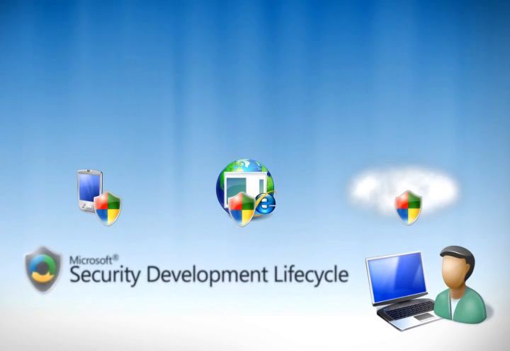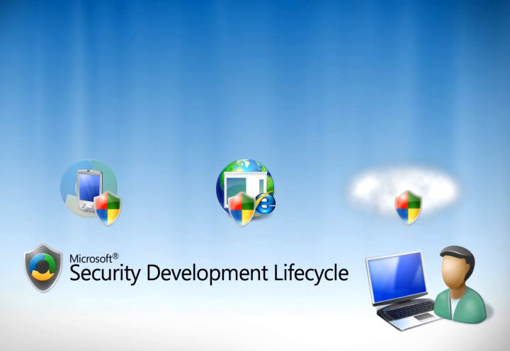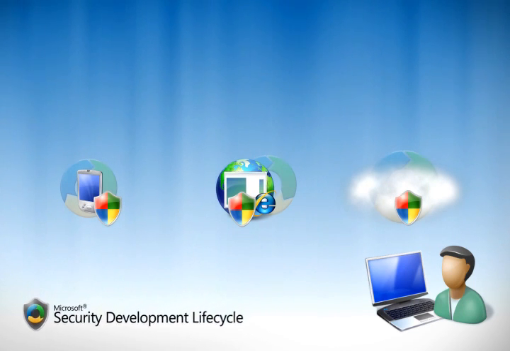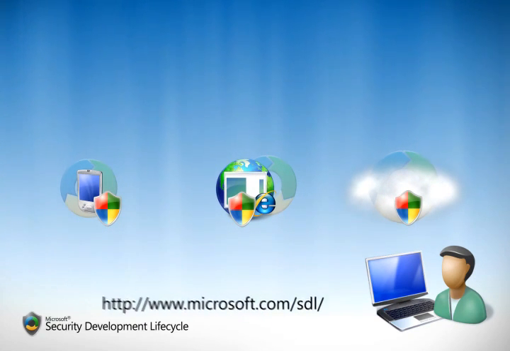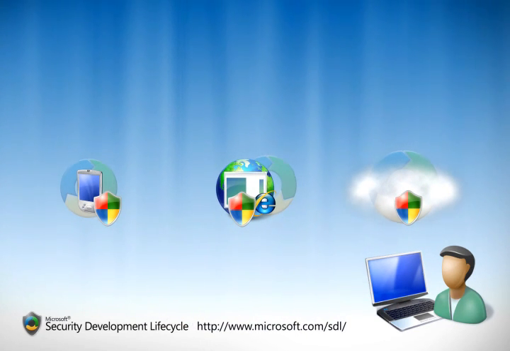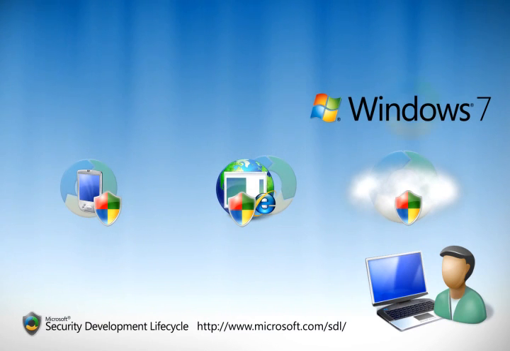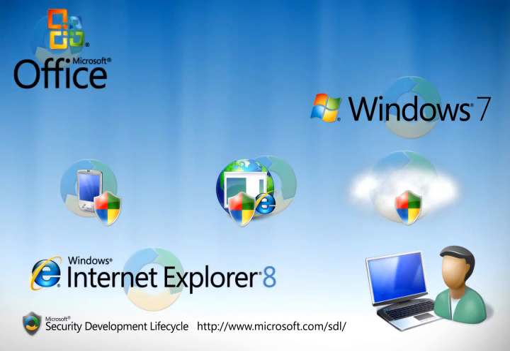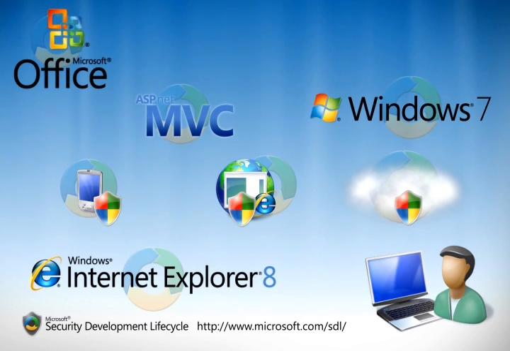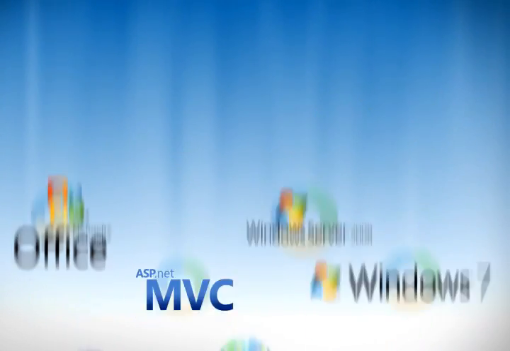One of the most important factors that leads to Microsoft creating secure software is the use of the Security Development Lifecycle, or SDL, in almost all projects. You can check the SDL website for a collection of recent case studies. These studies highlight how the SDL has been used in the development of Windows 7, Microsoft Office, Windows Internet Explorer 8, ASP.NET MVC, Windows Server 2008, and many more products.